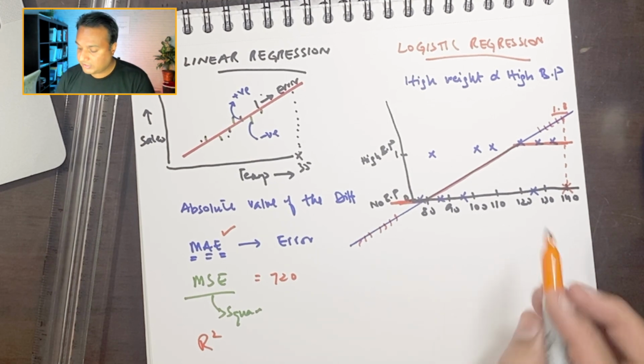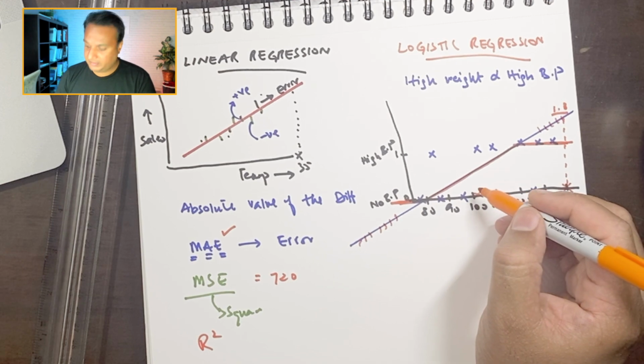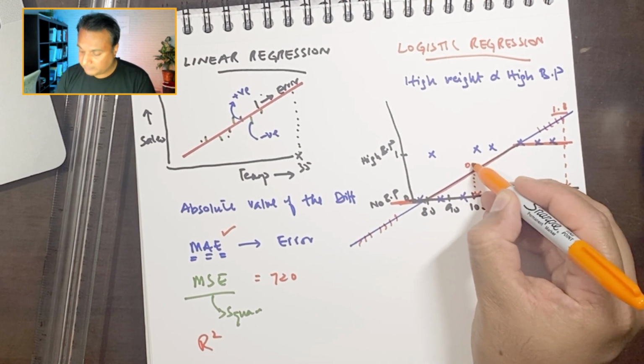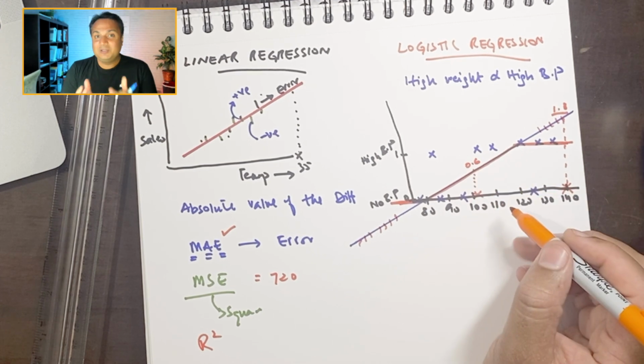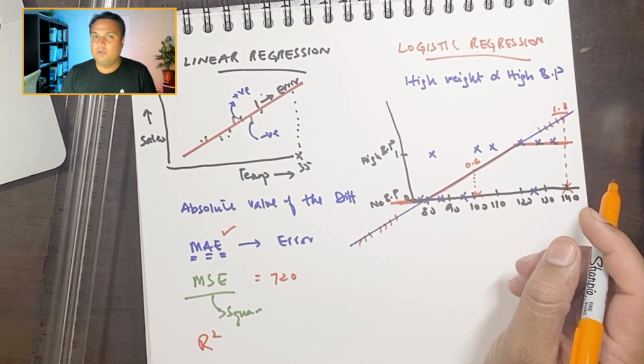Let's say a person comes up with a weight of about 100. Now what is the value of the trend line here? Let's say we go up and let's say this is 0.6. Now we wanted the values to be either 1 or 0, but we got a value of 0.6. How would we interpret it?